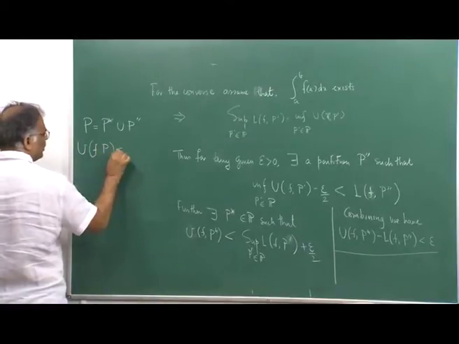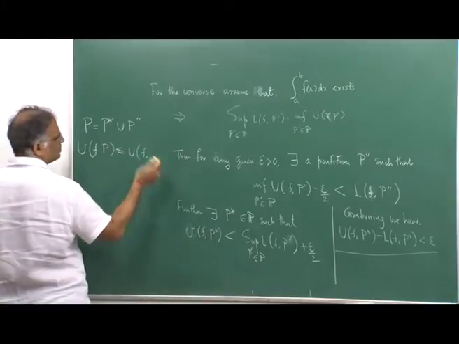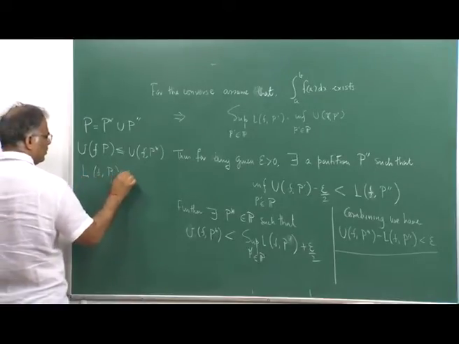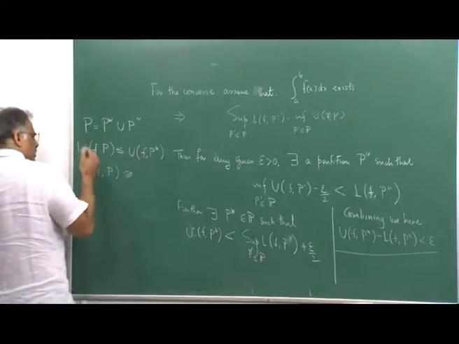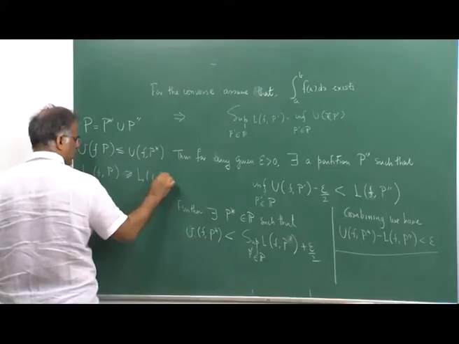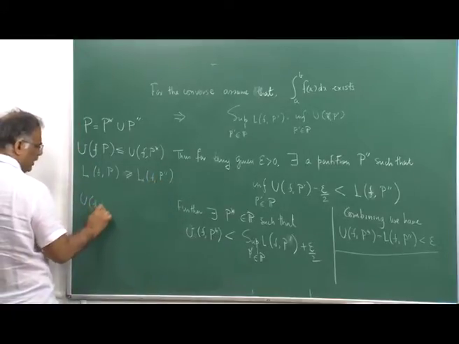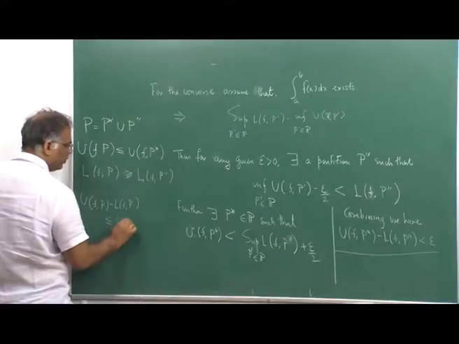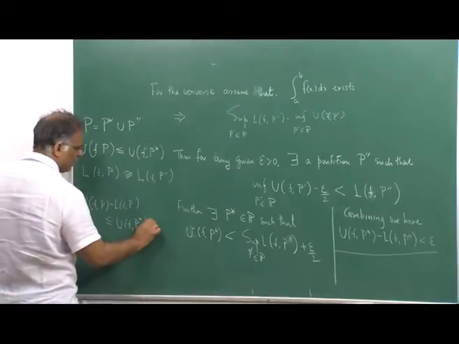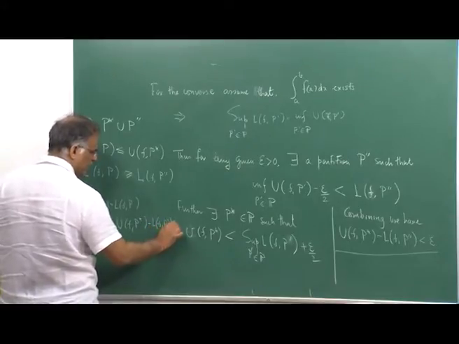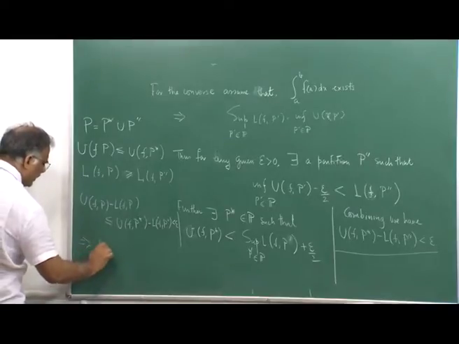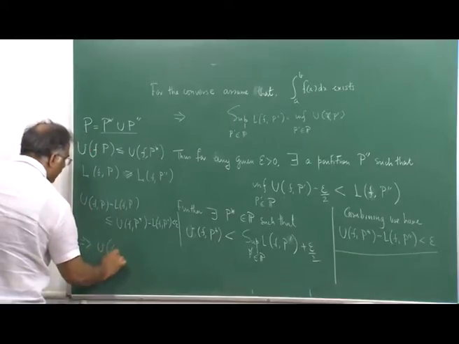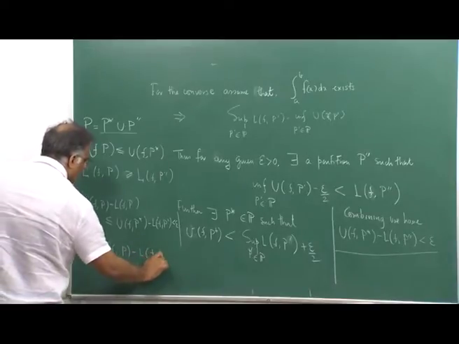U(f,P) is less than or equal to U(f,P star), and L(f,P) would be, sorry, bigger than L(f,P double dash). Lower sum increases. So, if you combine them, then you will have U(f,P) minus L(f,P) is less than or equal to U(f,P star) minus L(f,P double dash), which is strictly less than epsilon. So, finally, we conclude that I have got a partition P, which is a union of these two partitions. So, we have shown the existence of the partition such that U(f,P) minus L(f,P) is strictly less than epsilon.